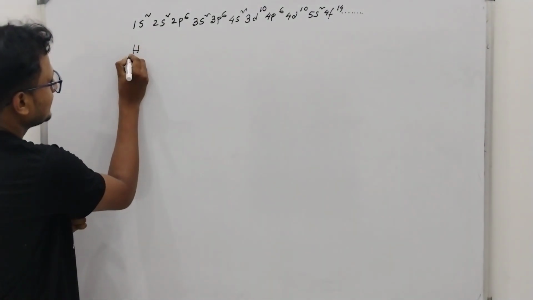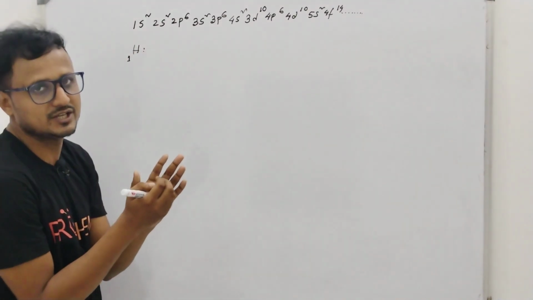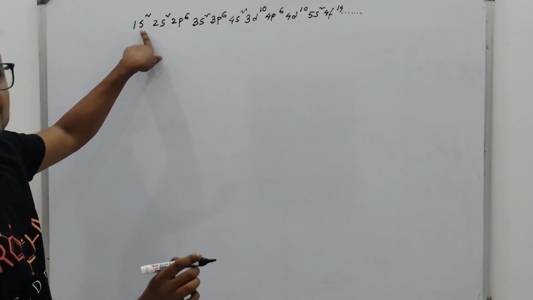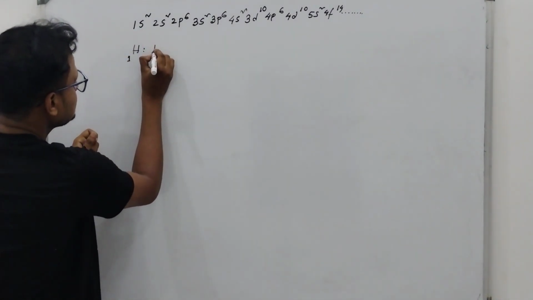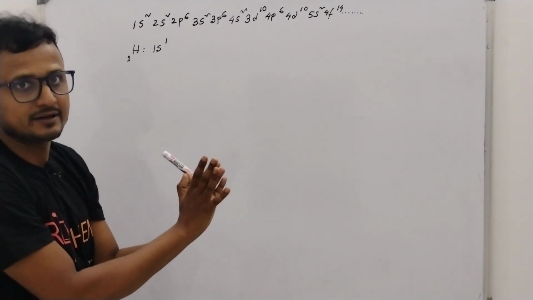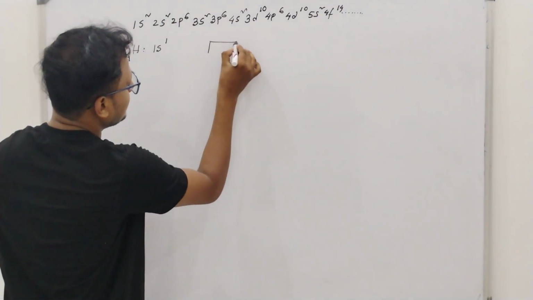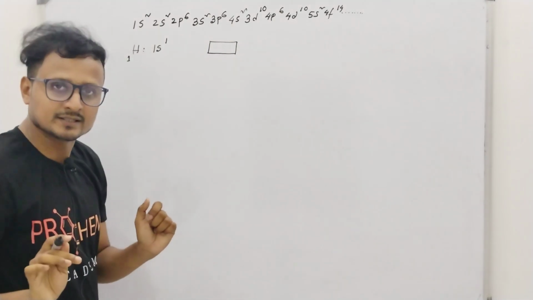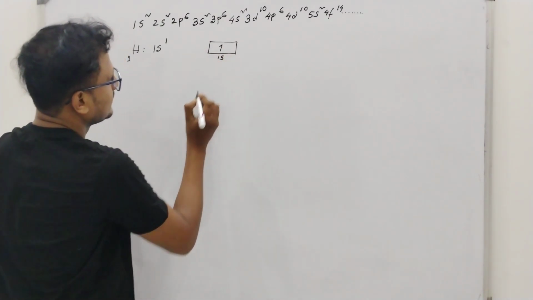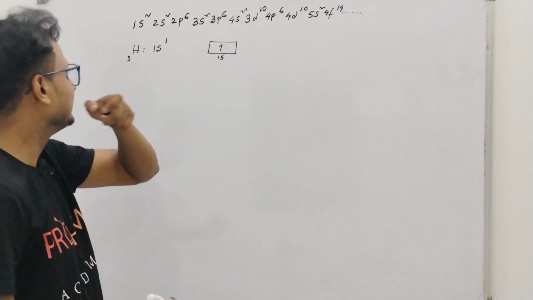The first element is hydrogen with atomic number 1. What will be the electronic configuration of this one? The electron will start filling in the 1s orbital first. So here it is 1s1. This is the electronic configuration of hydrogen. Now you can consider the orbital. Suppose this is a 1s orbital. Here only one electron is there. That means this will be the 1s orbital and there will be one electron. Like this we are going to fill up.